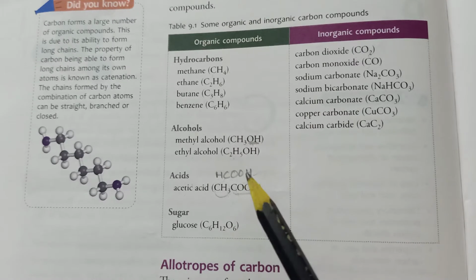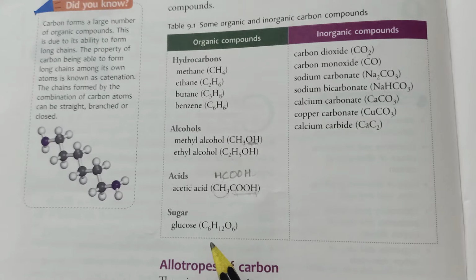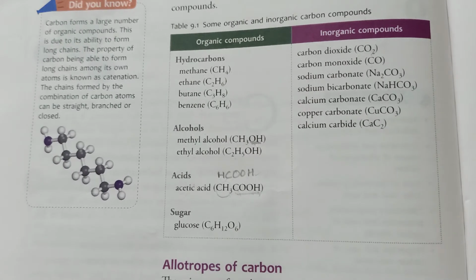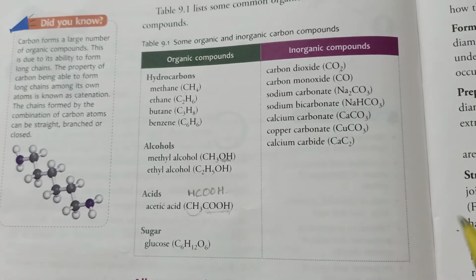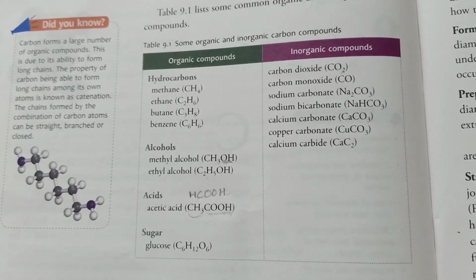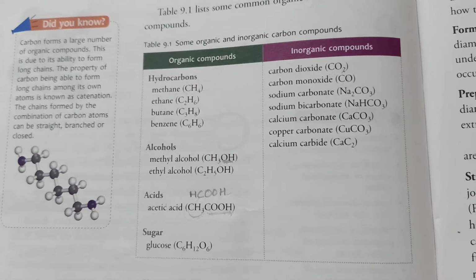Other examples of organic compounds can be glucose, sugar, carbohydrate. So these are all organic compounds. Now let's go to inorganic compounds also. Inorganic compounds do not necessarily contain carbon as the important constituent. Okay, so inorganic compounds may or may not contain carbon, but organic compounds have to have carbon as an important element.